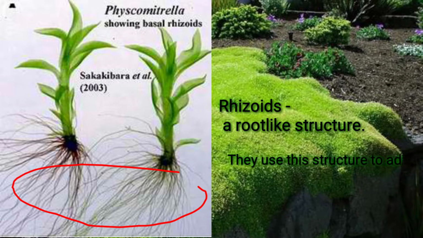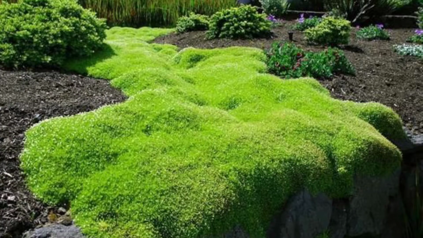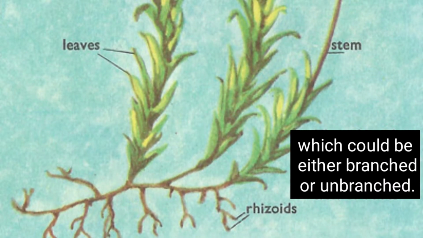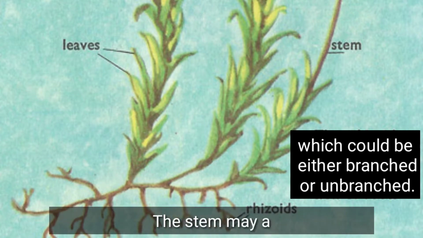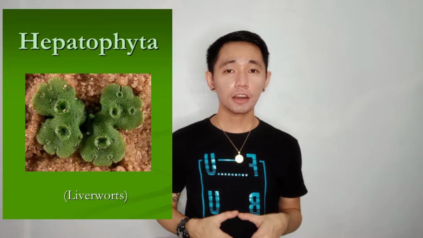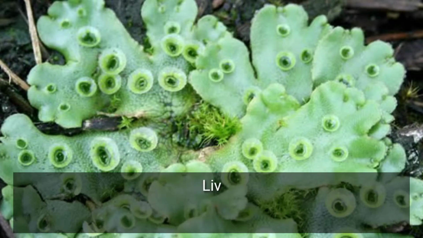They use this structure to adhere to surfaces and to absorb water. Mosses also have stems, which could either be branched or unbranched. The stem may also bear a leaf-like structure. The second division of the non-vascular plant is the hepatophyta. The common example of hepatophyta is the liverworts.